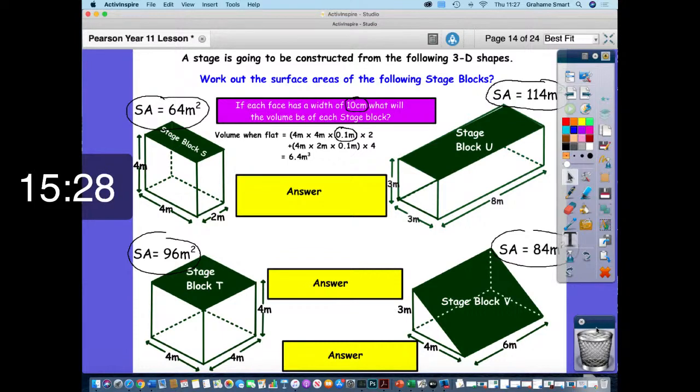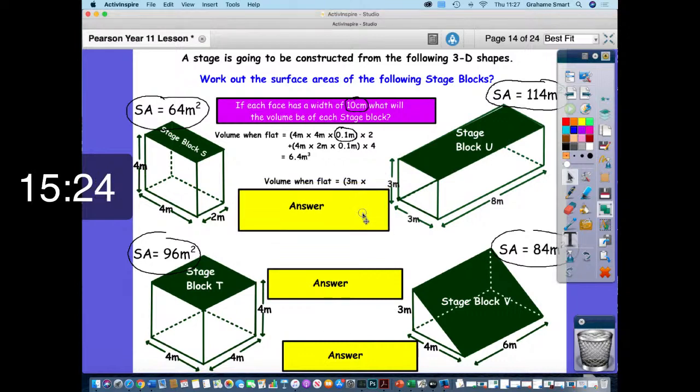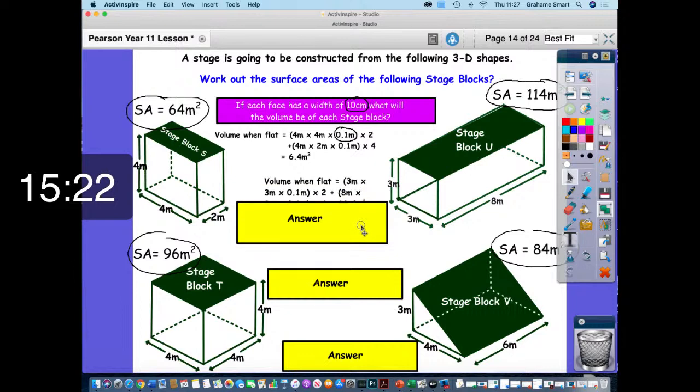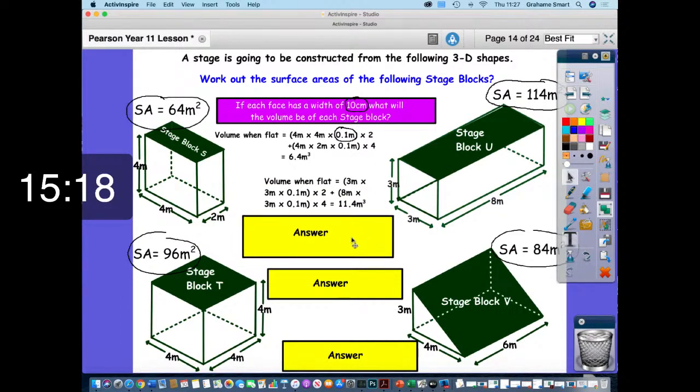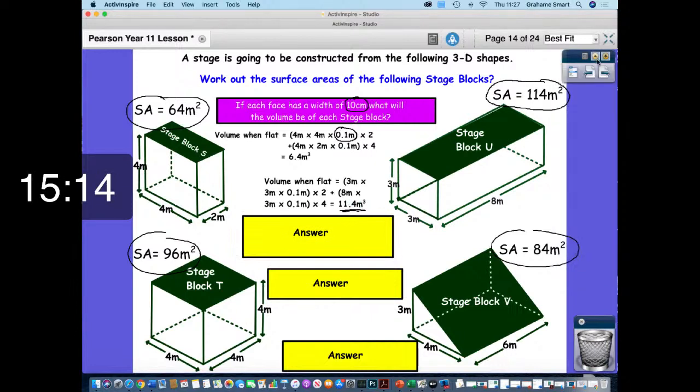Okay, and then stage block U, volume when flat, okay, you can see I've timed it by 0.1 metres again. This one comes out to be 11.4 metres cubed. And what was the surface area? I reminded you of it up here. It was 114 metres squared. Is there a connection? Something happening here?